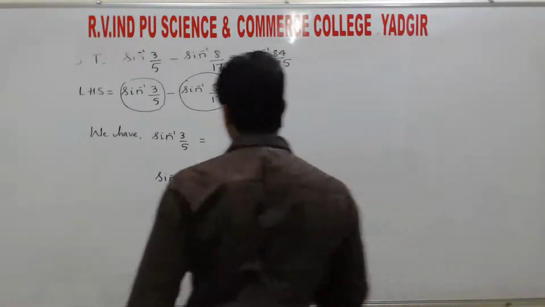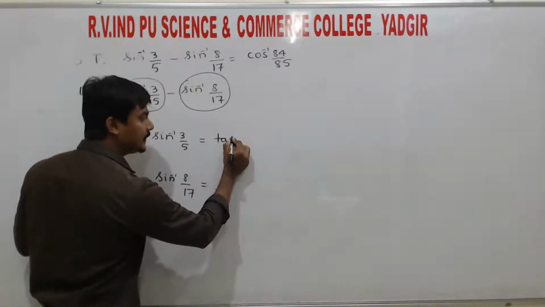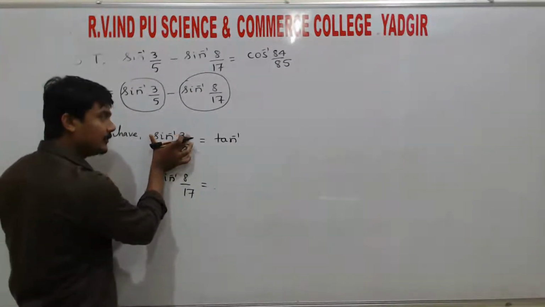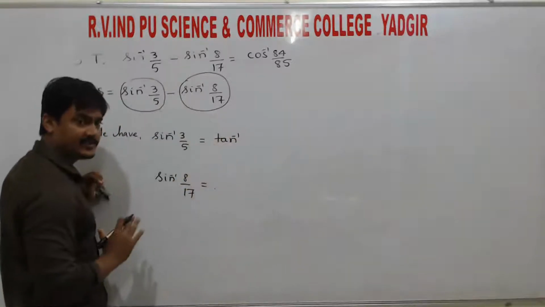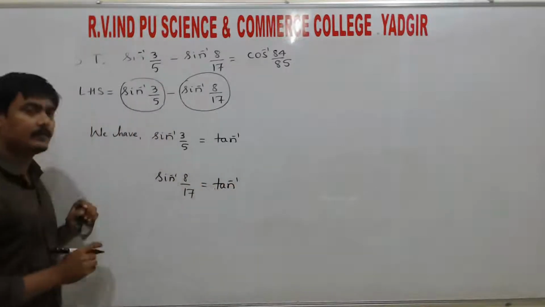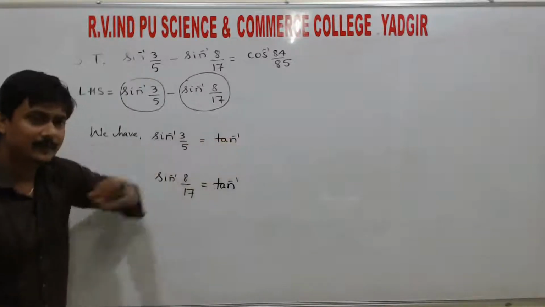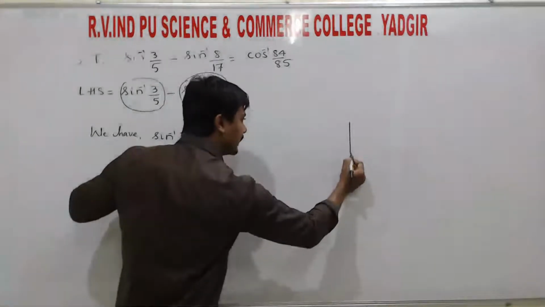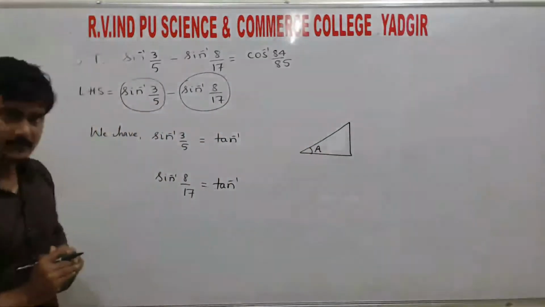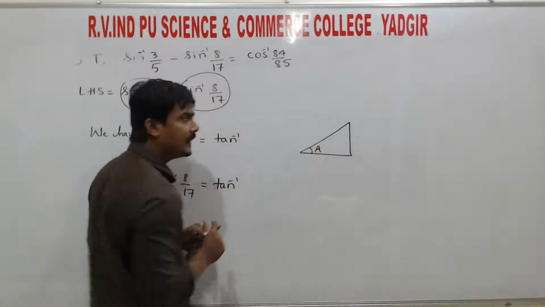Observe very carefully now. This is sine inverse 3 by 5. This I want to express in terms of tan inverse. Already I have explained the process of expressing one inverse trigonometric function in terms of another. So sine inverse 8 by 17 also I want to express in terms of tan inverse. How do I express sine inverse 3 by 5 equal to tan inverse of something? Observe very carefully. I will construct a right angle triangle and take the angle as A. This becomes our opposite side, this is our adjacent side, this is our hypotenuse.